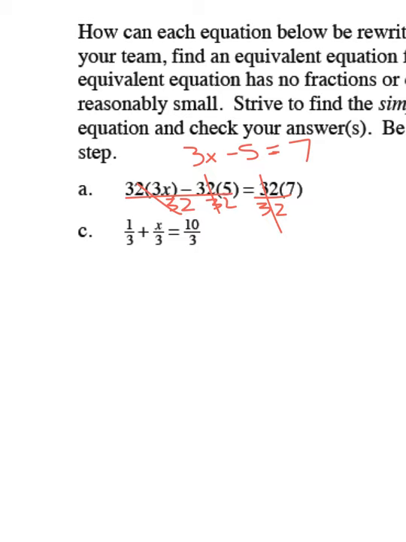In problem C, I noticed that every single thing is being divided by 3. So I could make this simpler if I multiply every single term by 3. And you can think of it as 3 over 1. Because when you have a divide by 3 and a times 3, they are opposites and they cancel out. So all that's left is the 1 plus x equals 10, those numerators. And again, we could solve for x by subtracting 1.